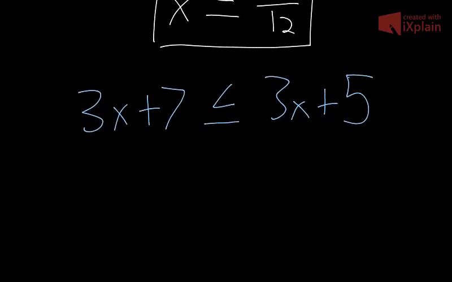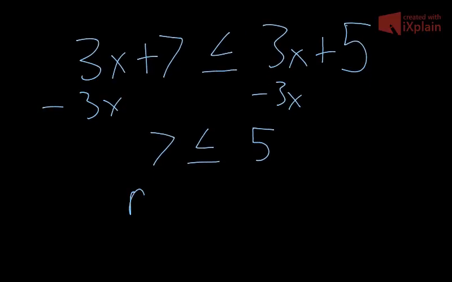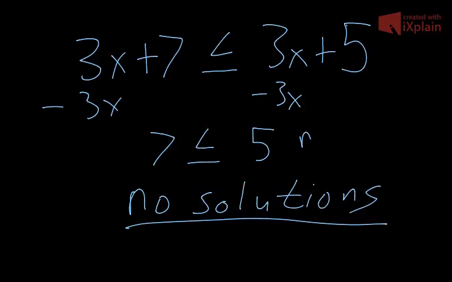And now, if I want to solve this, well, I have to get rid of one of the x's. So let's subtract 3x from both sides. And what I end up with here is 7 is less than or equal to 5. Now, because 7 is not less than or equal to 5, that means that this inequality will never be right, so there are no solutions. So if you end up with something that is not true, you'll end up with no solutions.